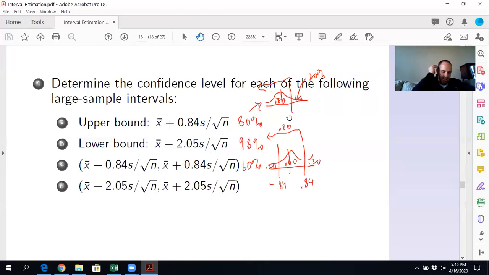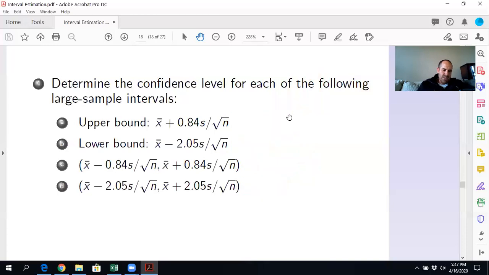And what about this other thing right here? For the 80% confidence interval, there's 20% in the tail. We put that in the other tail as well for a total of 40% in the tail, which gives us 60% confidence. We do a similar thing for this last one. 98% means there's 2% in the tail. If I put it in the other tail, that's a total of 4%, which means I'm 96% confident. So these are the confidence levels for all of those.